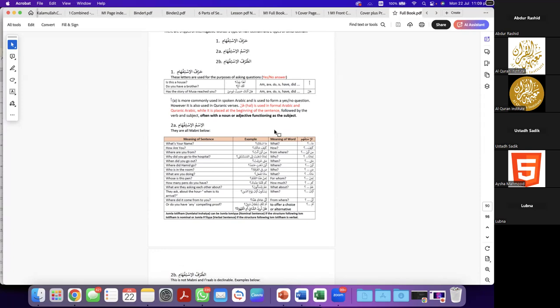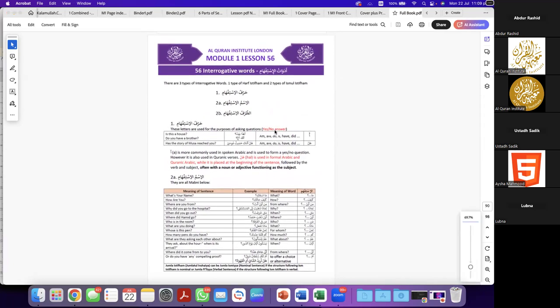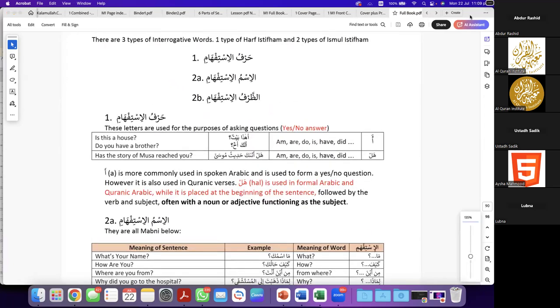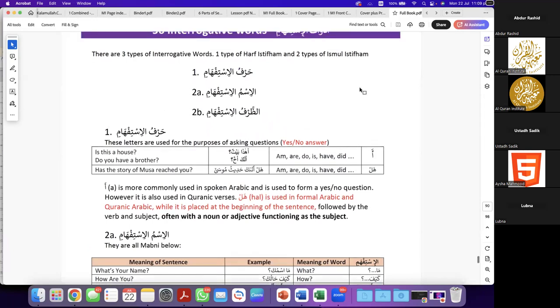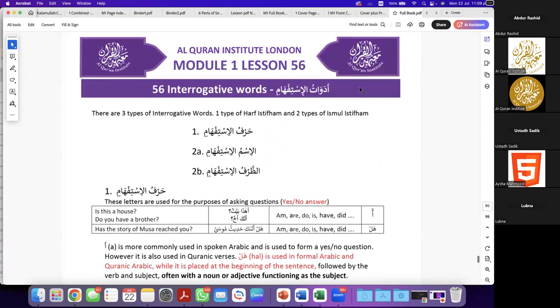Okay, Bismillah, salatu wassalamu ala Rasulillah. So, alhamdulillah, a treat for our students that have stayed till this stage. As you've heard, for the next batch, they'll see a new lesson, but you're getting an advanced preview. This wasn't originally in module 1. So, Adawatul Istifham, or interrogative words, will now be part of module 1.